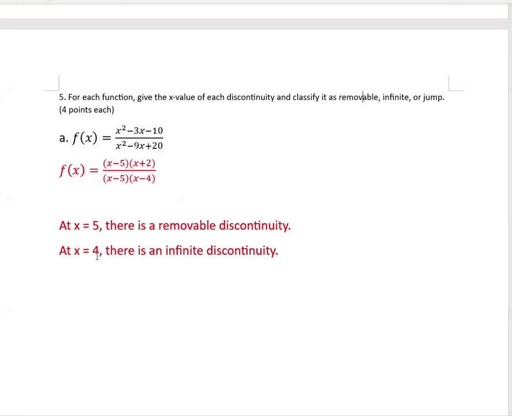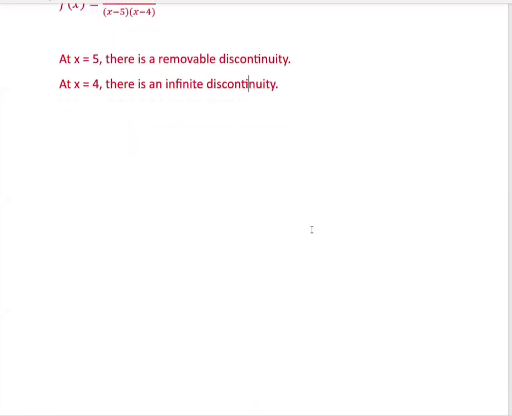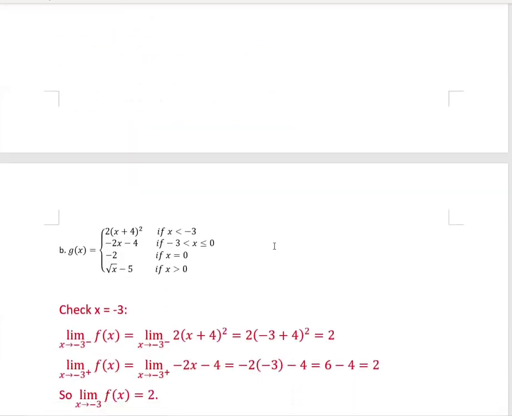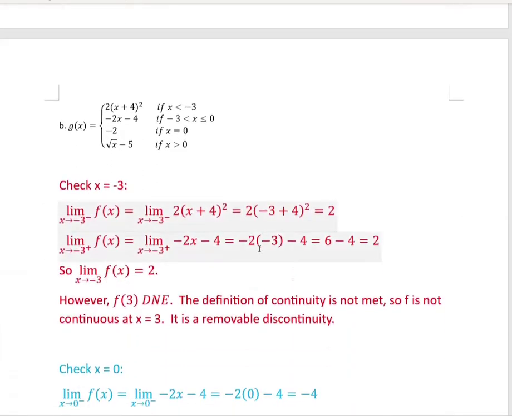And then at x is 4, we see that usually there's an asymptote there, a vertical asymptote. So that's why there's an infinite discontinuity there. As simple as that. Okay, now we have this weird piecewise function over here.